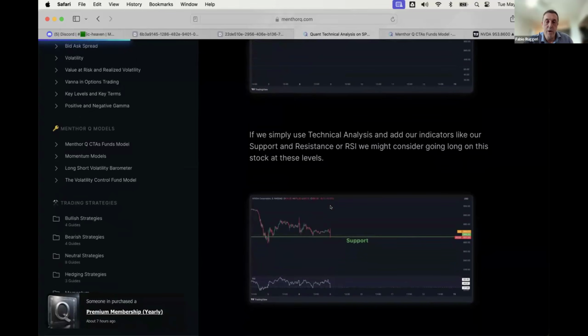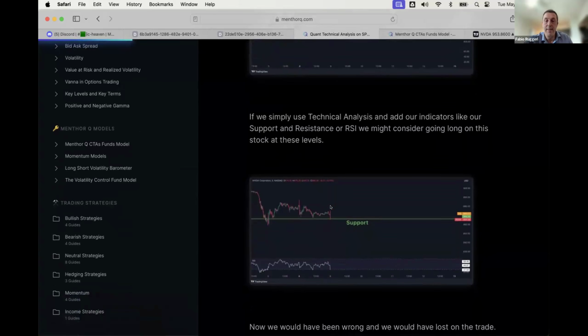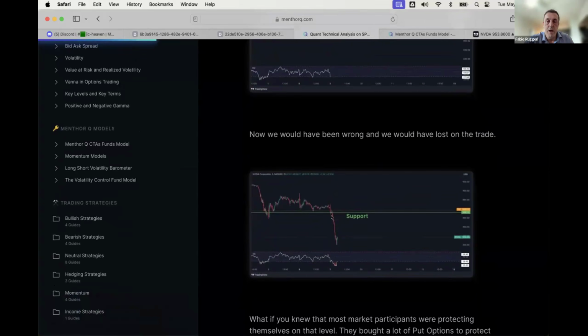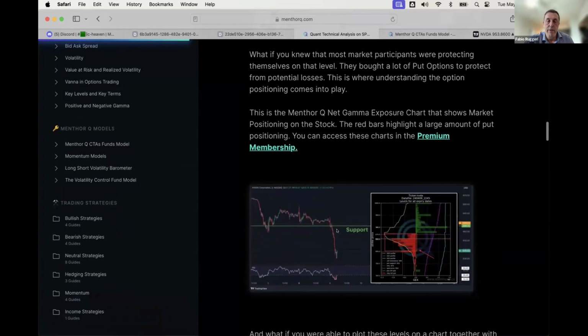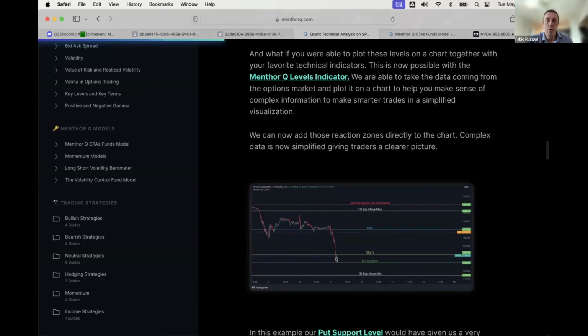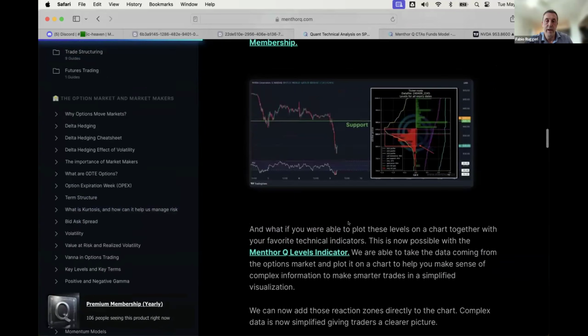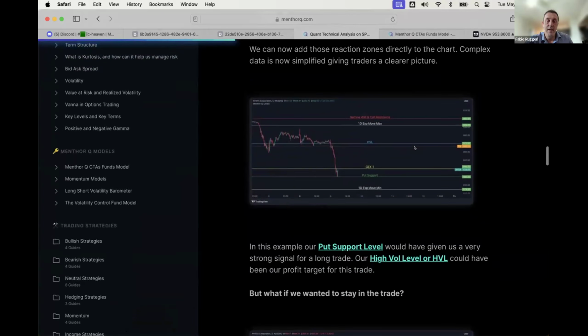So now if you overlay your technical indicators, now suddenly you might think of going long this stock because the RSI, the support is there. So that could be a good entry point. But in reality, obviously the market drops. And then what if you could then overlay information coming from the option data, where there's a lot of put protection at these levels, and then the market tends to drop there. And then again, what if you then could add the levels, right? So now you're not only using technical analysis, you're now adding the levels, and you're adding that put support level that we see here. So that massive amount of puts at that level, right? So obviously that is a reaction zone.